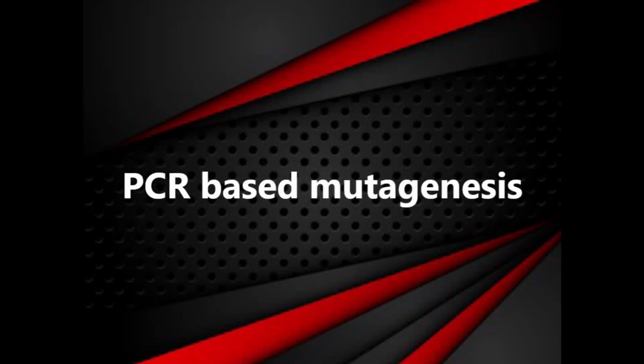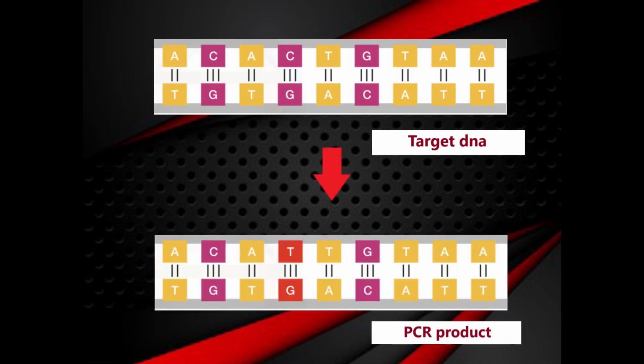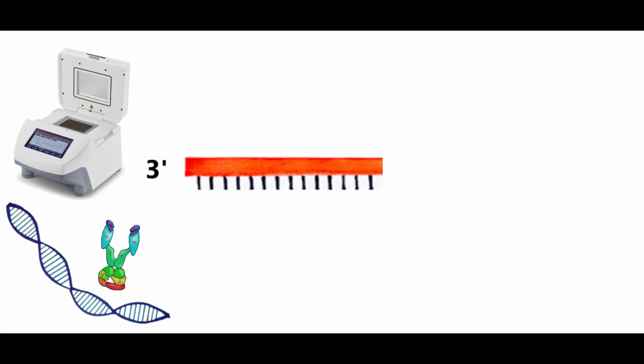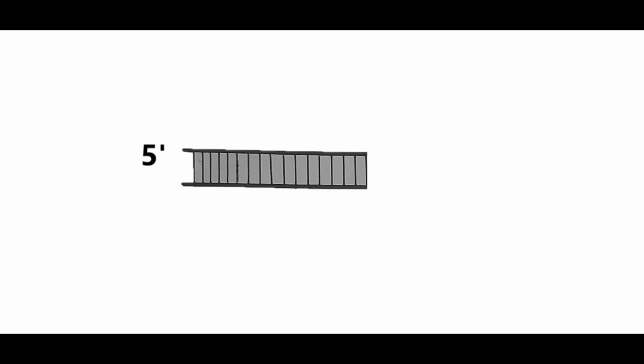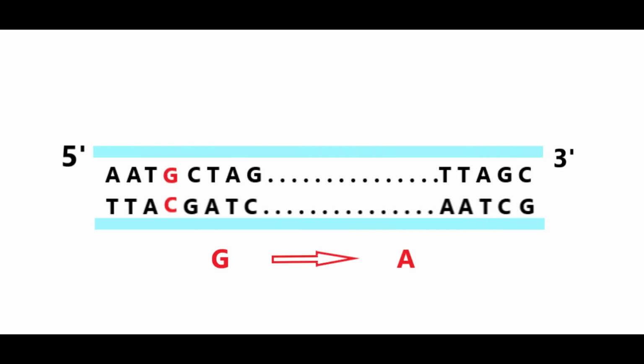The first technique we are going to see is PCR based mutagenesis. In PCR based mutagenesis, the mutation is incorporated into the amplicon by replacing the original sequence. In this technique, short single-stranded DNA sequences called primers, which are used to initiate the polymerase chain reaction, are designed to carry the desired mutation. A pair of primers called the forward and reverse primers attach to the DNA and define the region of the DNA to be amplified. In this example, the nucleotide G is to be mutated to A.